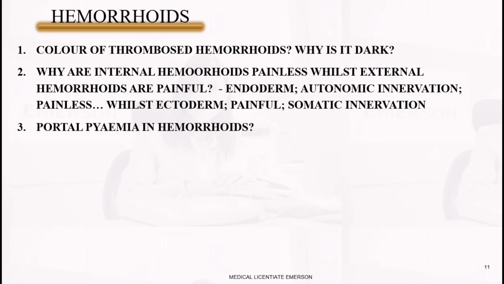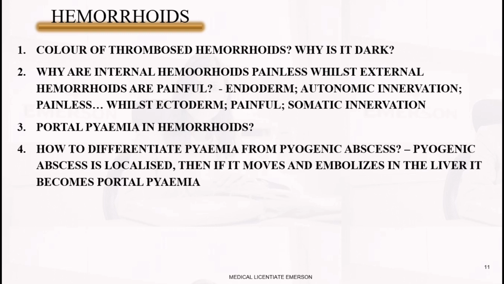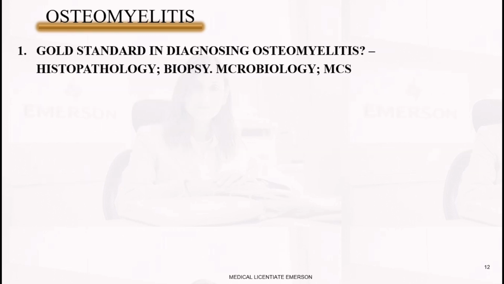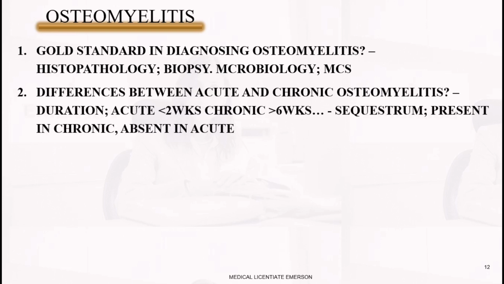Then portal pyemia in hemorrhoids. How does it occur? Then how to differentiate pyemia from pyogenic abscess? This is easy, because a pyogenic abscess is localized, but if the same pyogenic abscess moves and embolizes in the liver, it becomes portal pyemia. Then osteomyelitis. The gold standard in diagnosing osteomyelitis, of course, is pathology. You get a biopsy, then you do your MCS. Then differences between acute and chronic osteomyelitis. You can differentiate acute and chronic osteomyelitis in terms of duration and sequestrum.